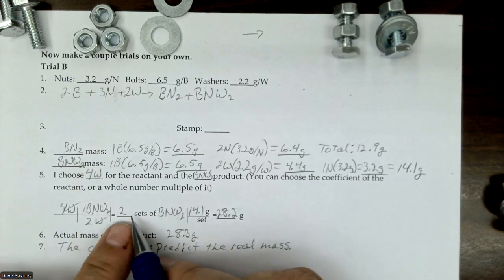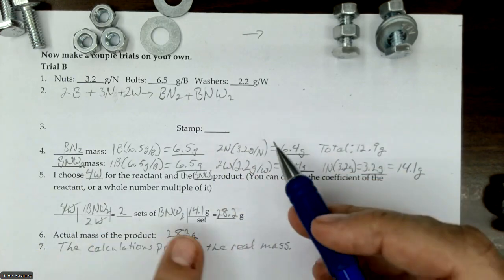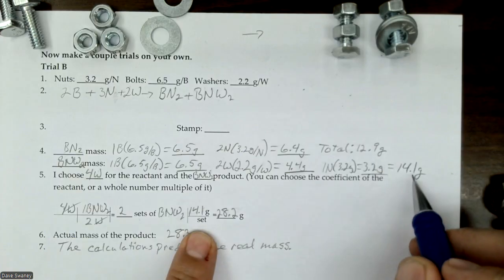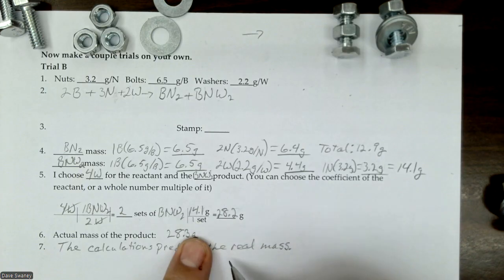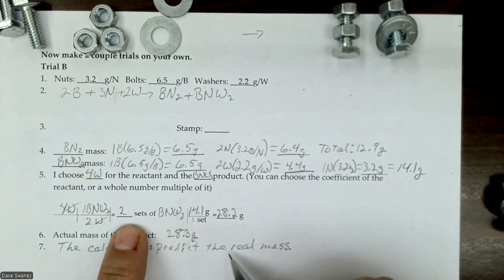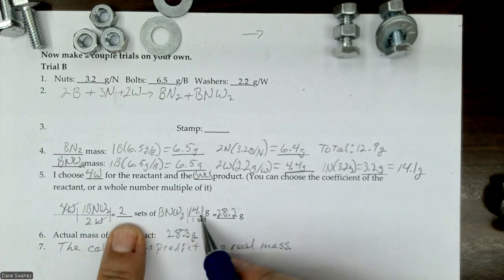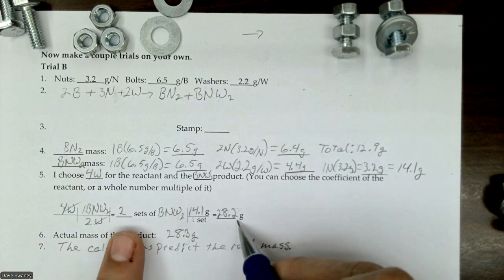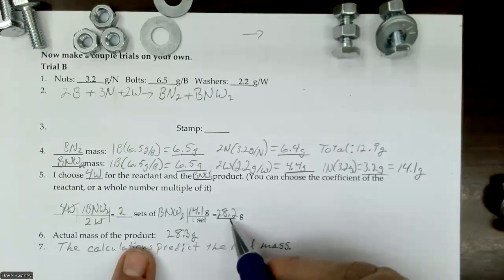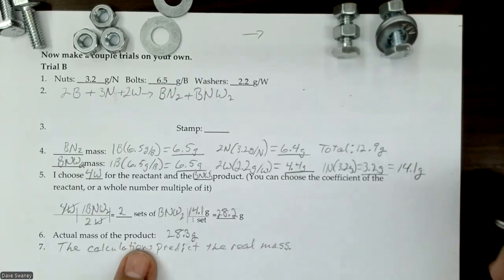This time I'm going to get 2 sets of the product, and I know each one of them is 14.1 grams for each one set. How many sets am I going to make? 2. So I'm going to have double of that because I'm going to use 2 sets. And I calculate it should be 28.2 grams. I'm going to take the actual thing, and it is 28.3 grams. And yes, the calculations predict the real mass very closely, as a matter of fact.